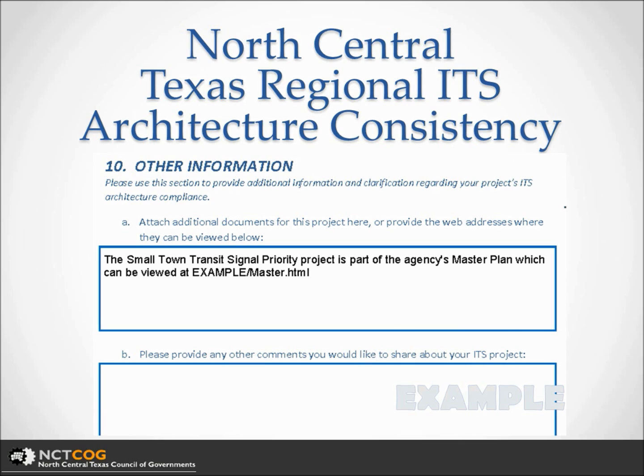The last section of the consistency statement requests other information and asks to attach additional documents for this project or provide the web addresses where they can be viewed below. In this case, Small Town Transit has a master plan that this project is a part of, and it has provided a link to that master plan for review by the North Central Texas Council of Governments. It also asks for any other comments that the user may want to share about the project. In this case, that was not filled out, but users are encouraged to provide any additional information that may clarify or provide more information about a project that can be used in verifying its consistency with the ITS architecture.